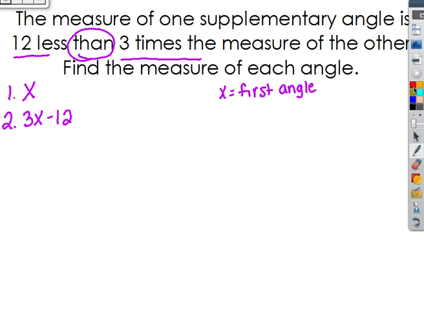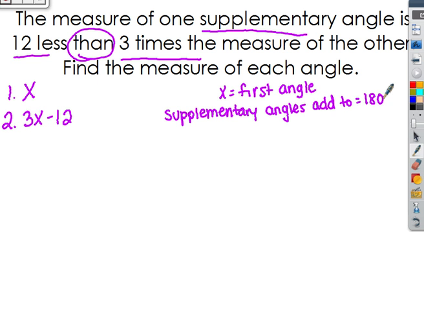Alright, so another piece of information I need here is the fact that they're supplementary. Supplementary angles add to be 180. Okay, so that's important, and then I need to also make sure I answer the question by finding each angle. So it should have 2 answers. Alright, so that was step 1. Let's go on to step 2 where we start building our equation.